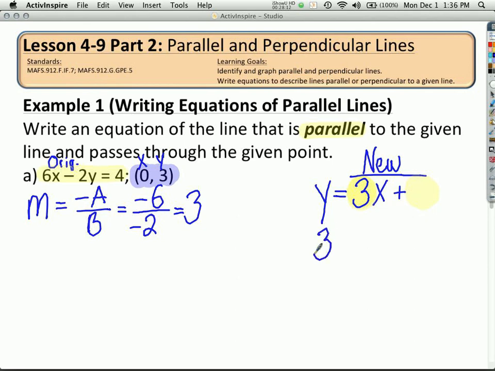Plug in the 3 right here. That's the y. Equals 3 times the x, 0, plus b. And when we solve this equation, we will plug in the answer right there, and we will have our new equation. So solve that simple equation. What does it come out to? It actually requires no work whatsoever. What does it come out to? Shannon? B equals 3. So we put a 3 right there. And now we have our new equation.